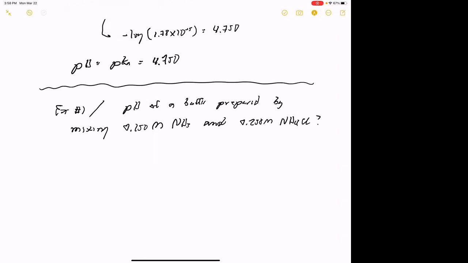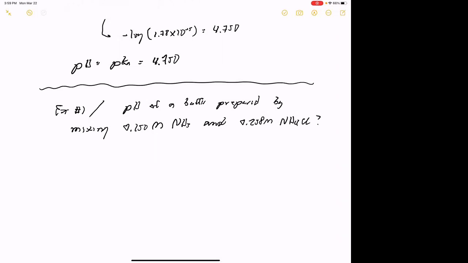All right, so when I say mixing, those are going to be the final buffer concentrations as opposed to initial concentrations. Okay, so in other words, we don't have to worry about doing a dilution or anything like that. Those are going to be final concentrations of NH3 and ammonium chloride in the solution once we've prepared the buffer. So we know what those are.